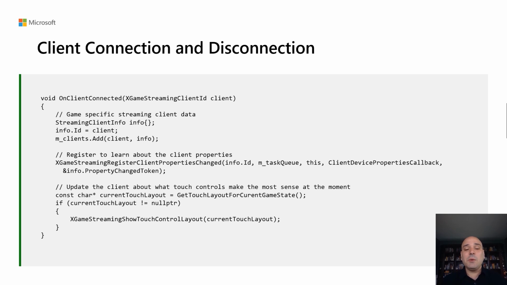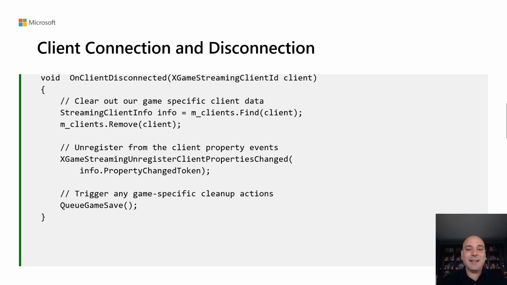The next thing we're going to do is register for notification when the properties of the client have changed. Here we'll understand what the size of the device that just connected to me is. And finally, we'll update the device that just connected with what the current touch control layout should be. Now, if a race is about to start and I connect in, I'd like for the game to tell me to put up the touch controls for driving, for instance.